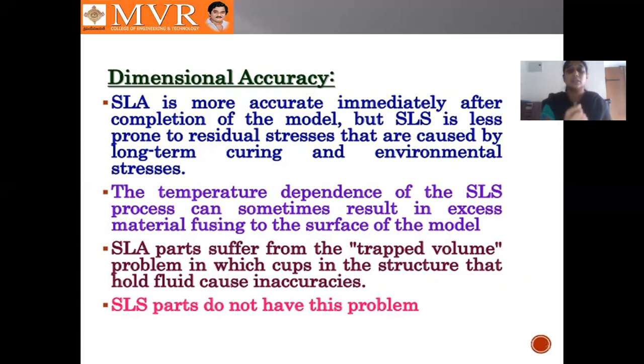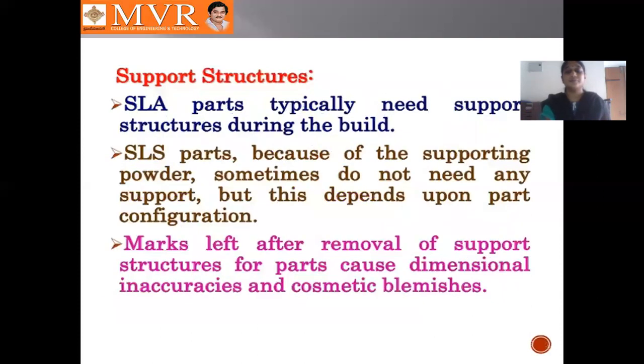SLA is more accurate for the model, but SLS is less prone to residual stresses, meaning the stresses available in this powdered system can be relieved throughout the long-term curing and environmental stresses. The temperature dependence of the SLS process can sometimes result in excess material fusing to the surface of the model.